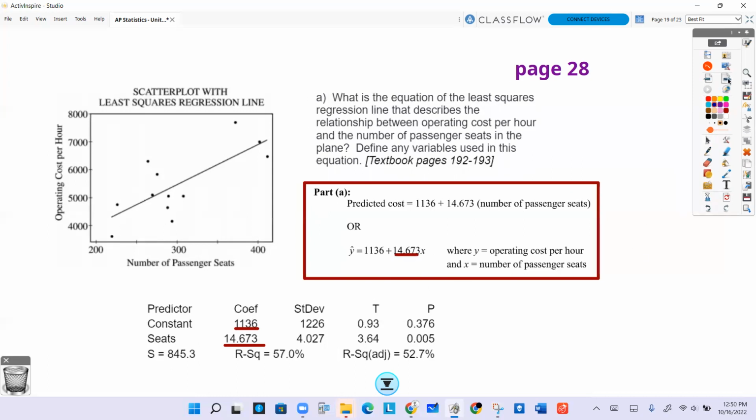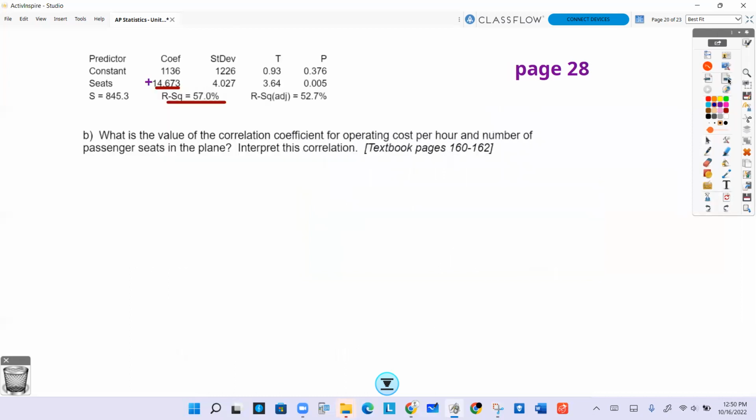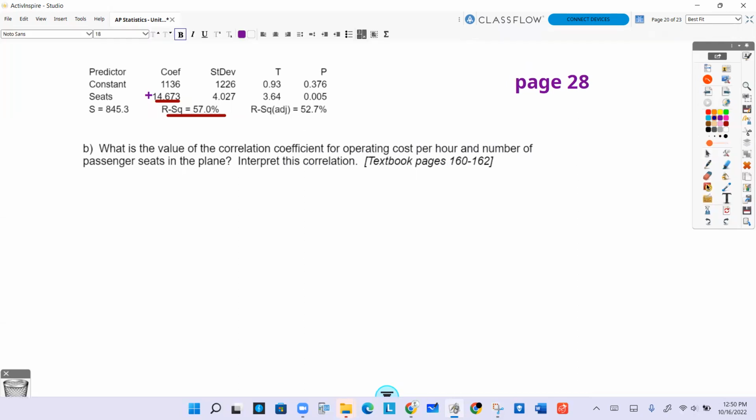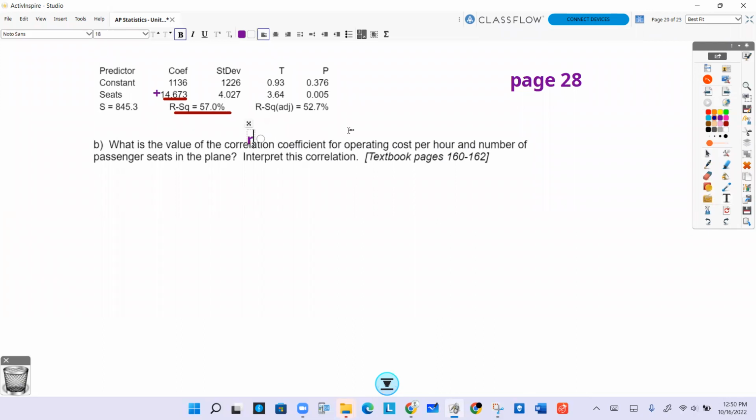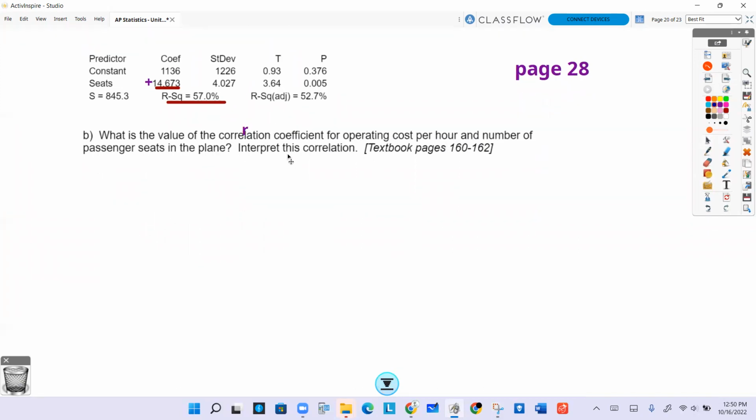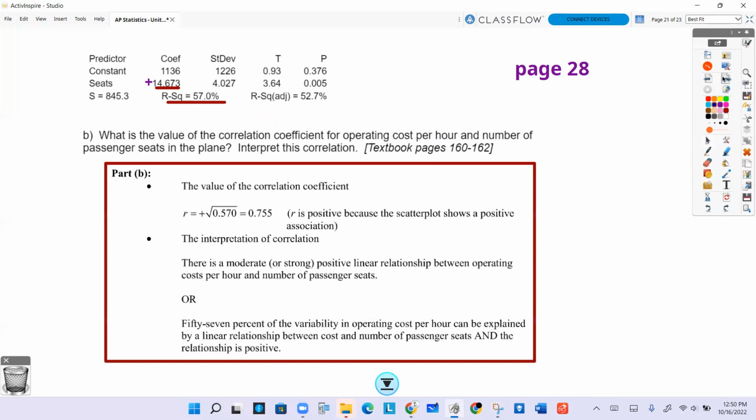All right, part B. What is the value of the correlation coefficient for operating cost per hour and number of passenger seats? That's R. So correlation coefficient is R. And that comes from R squared in this problem because we're given R squared. And notice that the slope is positive, so it's going to stay positive. So you'd say something like this.